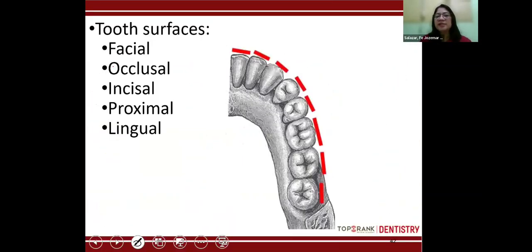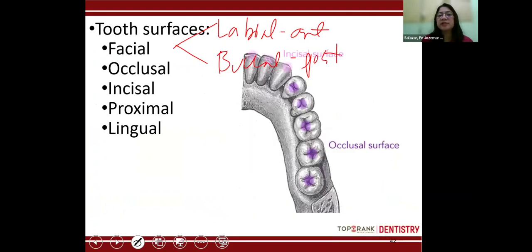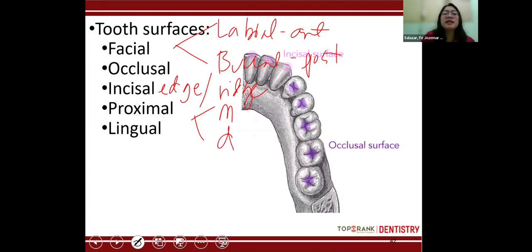Okay, now tooth surfaces, you're already familiar with this. When you say facial, this refers to the labial of your anteriors and the buccal of your posteriors. And then occlusal surface for the posteriors from premolars to molars. There is no such thing as an incisal surface. We only have an incisal edge or an incisal ridge. Okay. Proximal, this is your mesial and your distal. And lingual, which we also call palatal for the maxillary arch.